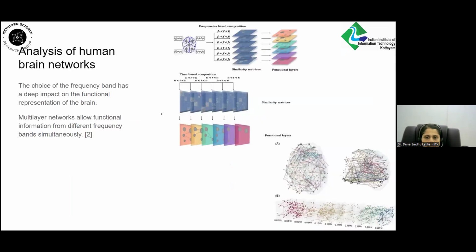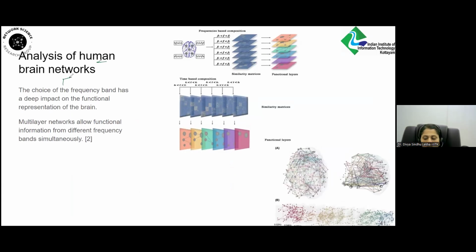We will see some more examples where these multi-layer networks are important or which are currently being used in research. One important aspect is brain network analysis, in human brain network analysis. We know how brain data is captured: we make use of some imaging techniques. When you look into fMRI techniques, you are looking into functional connectivity between different regions of the brain.